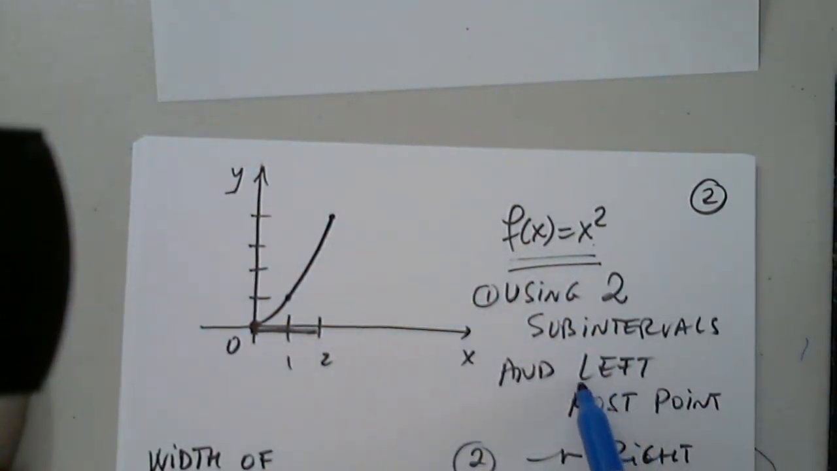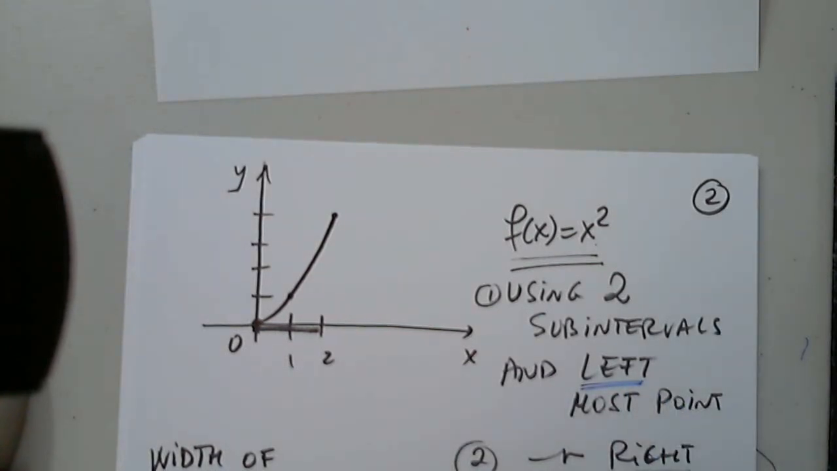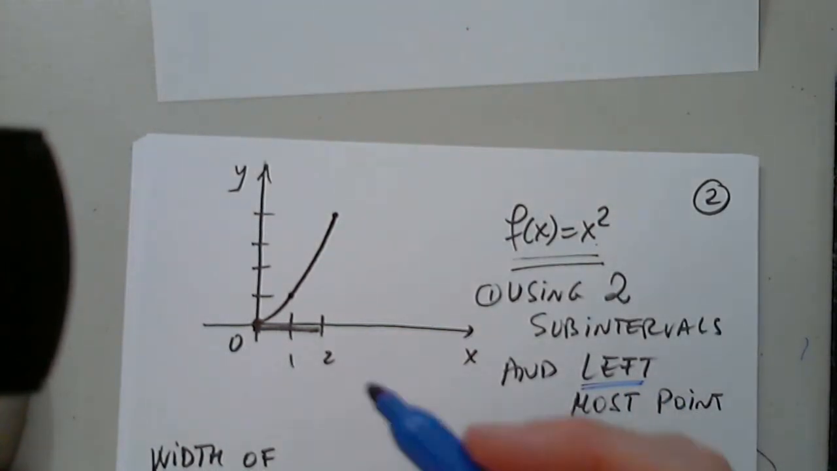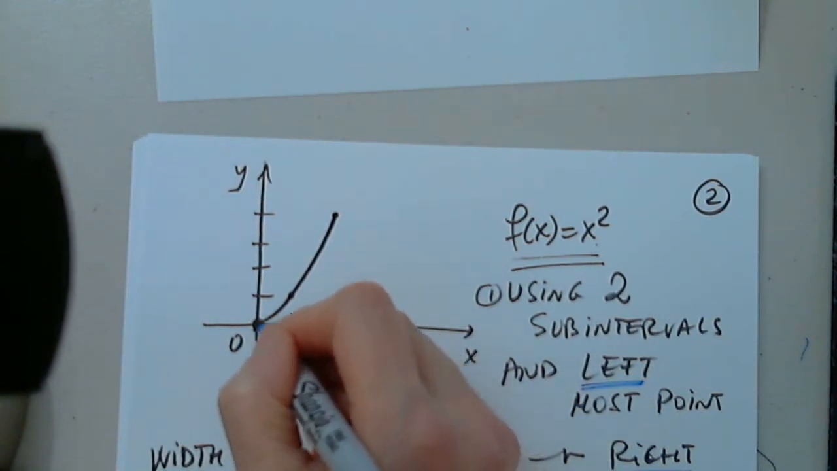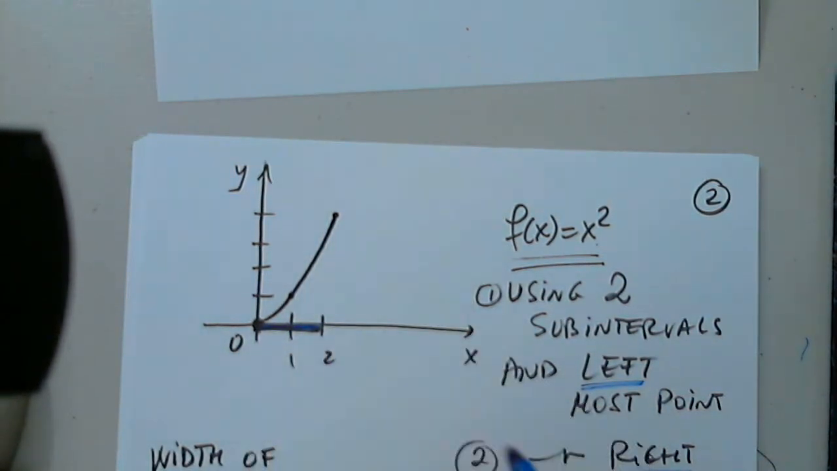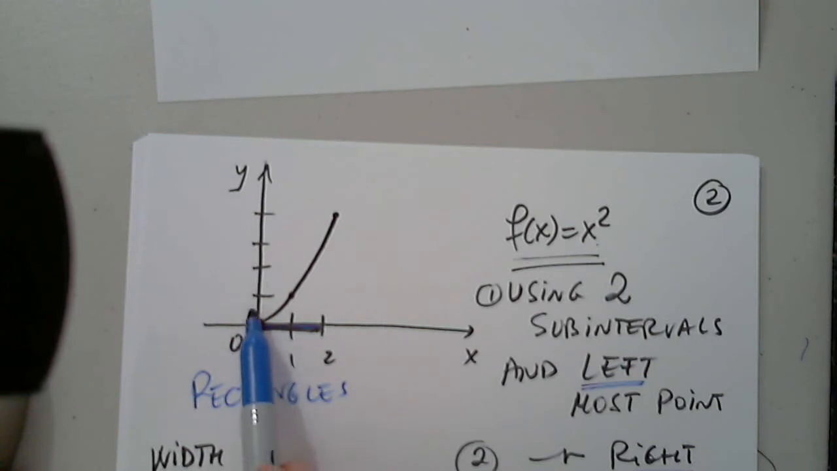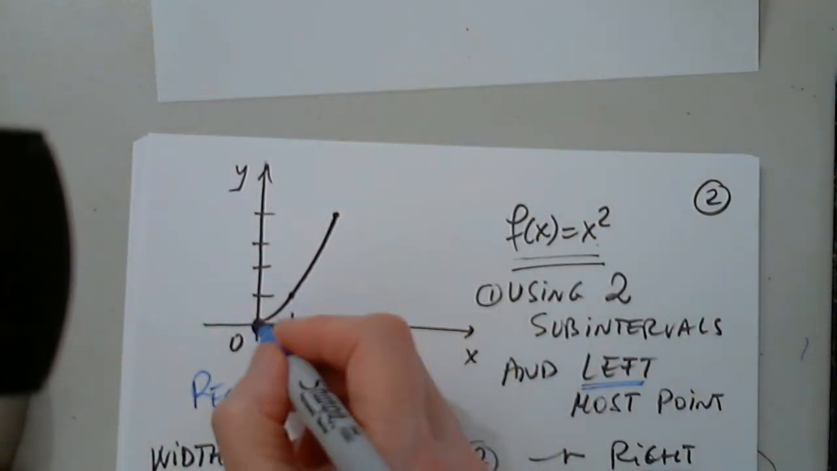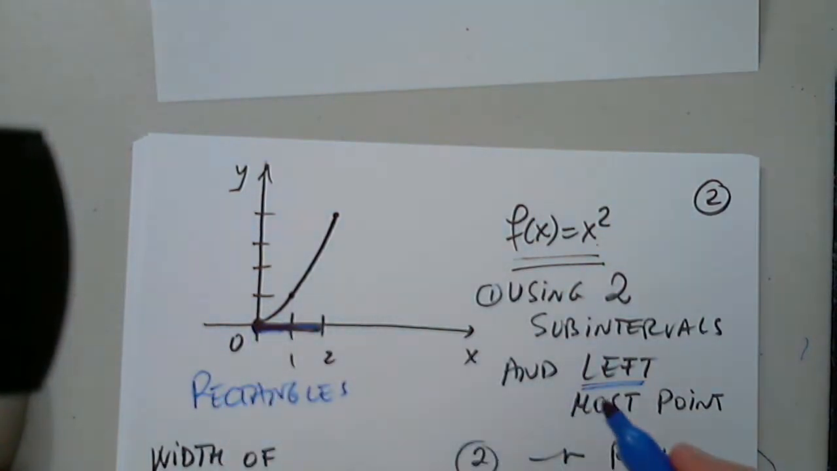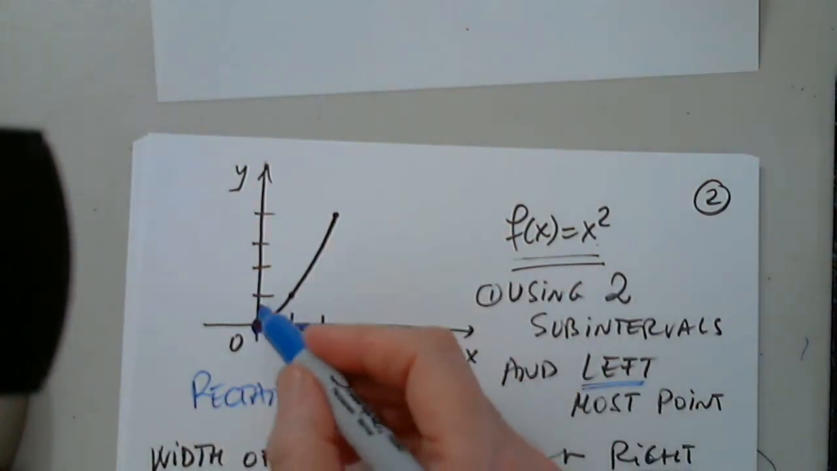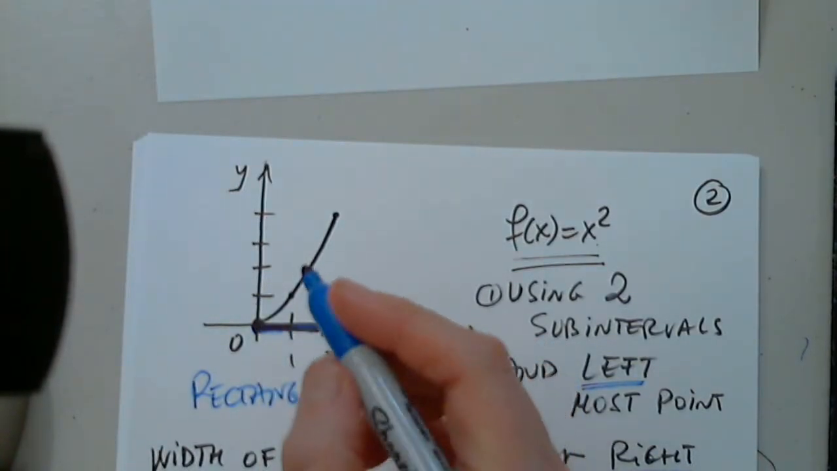Okay, so what does the leftmost and what does the rightmost point mean? The leftmost point: I have 2 subintervals, this and this, and I have to use rectangles. So at this point, the height of the rectangle is 0. The base is 1, but the height is 0. So this first rectangle has area 0 because there is no height. Well, let's move on to the next one.